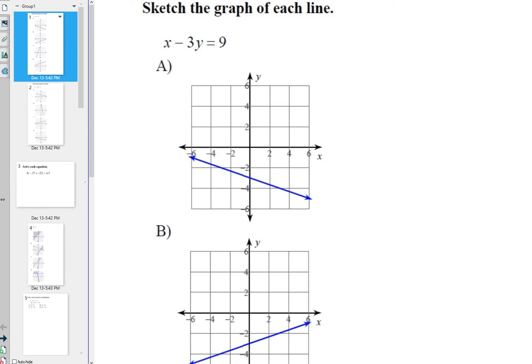These are the ones that were missed the most from the practice test. Sketch the graph of each line. What form is that line in? It is in standard form. And what was the most convenient way I taught you to graph in standard form way back in the day?